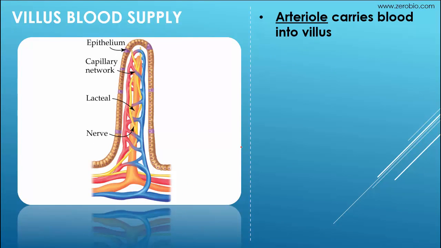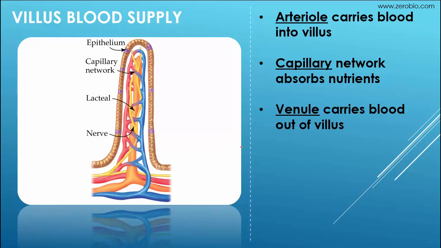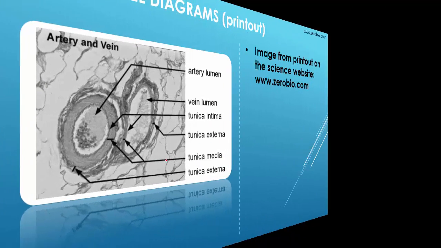The arteriole carries blood in. Again, you've already studied this in the digestive system. It's not critical for you to write this unless you really want to have complete notes. It's never a bad idea to repeat this kind of stuff. The capillary network inside the villus absorbs the nutrients, and then the venule carries the blood out of the villus.